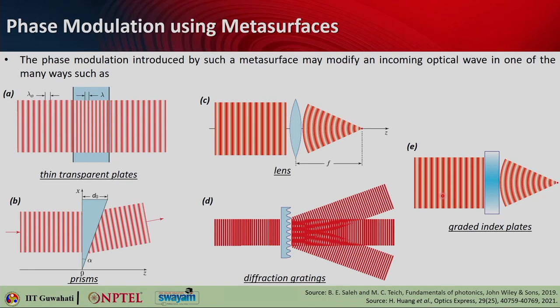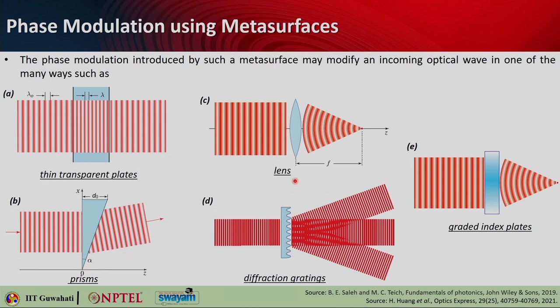Now, what is the benefit? By doing phase modulation from these metasurfaces, you can actually modify the incoming optical phase front. In the same manner, plane transparent plates may allow the light to simply go through without modulating the phase front. But when you take a prism, you can actually send it at a particular angle, depending on the prism angle alpha. So all these functionalities can be achieved.